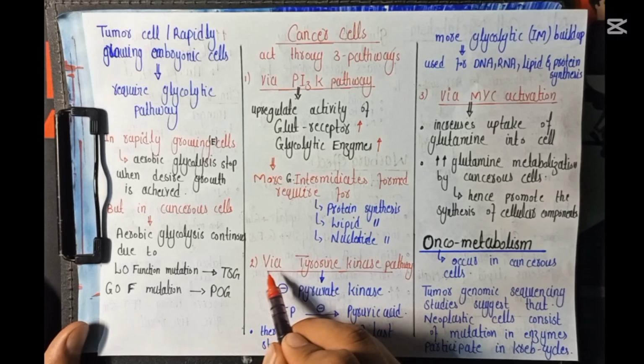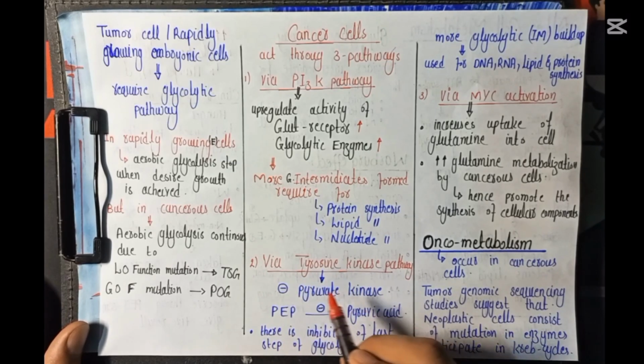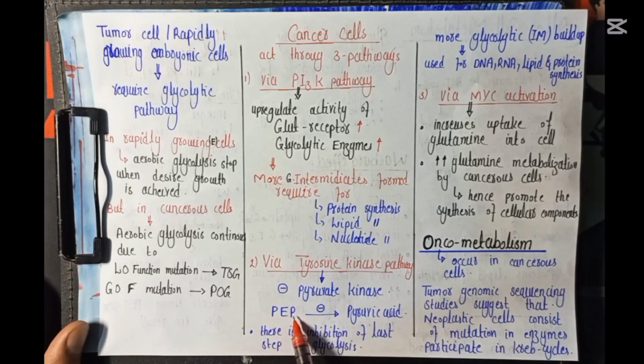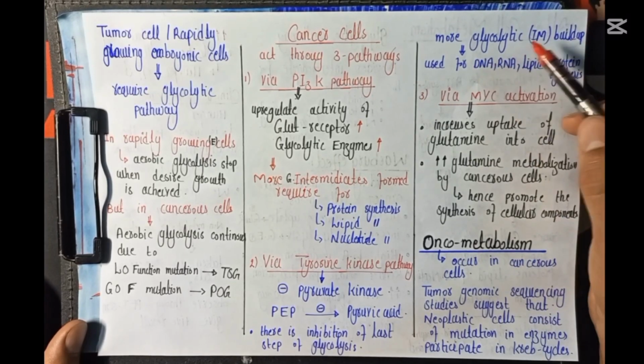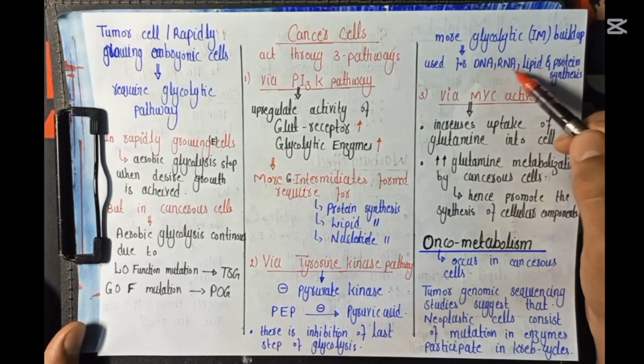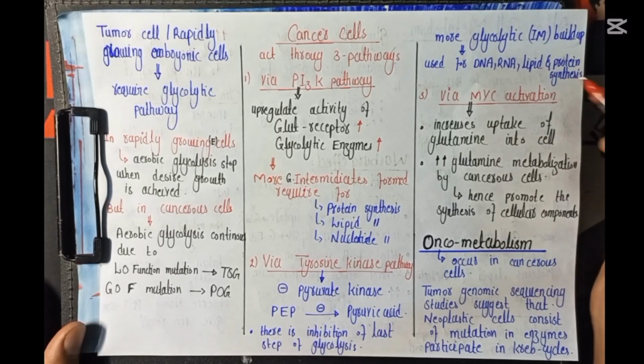The second one is the cancer cell also acting through the tyrosine kinase pathway. Through this pathway, they inhibit an enzyme known as pyruvate kinase, which is involved in the last step of glycolysis. Pyruvate kinase causes the conversion of phosphoenolpyruvic acid into pyruvic acid. But when pyruvate kinase is inhibited, there is no formation of pyruvic acid, and there is accumulation of more glycolytic intermediates. And these glycolytic intermediates are used for DNA synthesis, RNA synthesis, lipid and protein synthesis, which are required for rapid cell division.